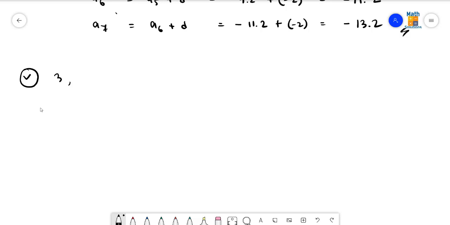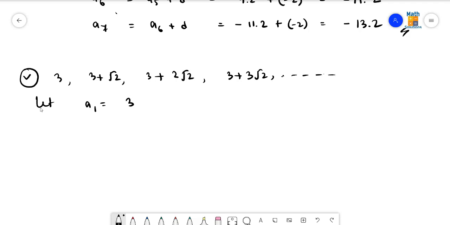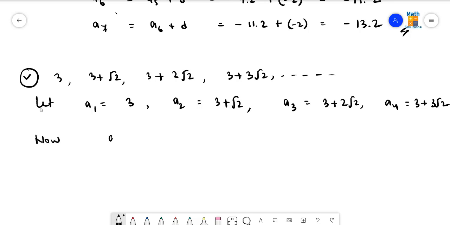Given terms are 3, then 3 plus root 2, then after 3 plus 2 root 2, then after 3 plus 3 root 2, like that it will just go on. So I shall write, let A1 is equal to 3, then A2 is equal to 3 plus root 2, then A3 is equal to 3 plus 2 root 2, then A4 is equal to 3 plus 3 root 2. So like the previous sum, again in the same way we have to proceed.